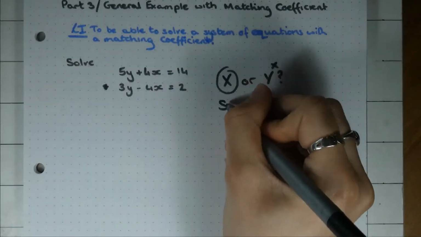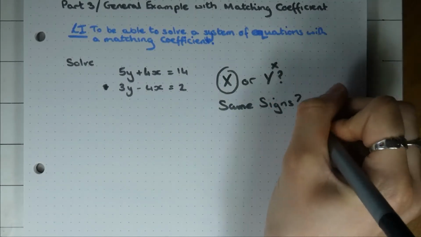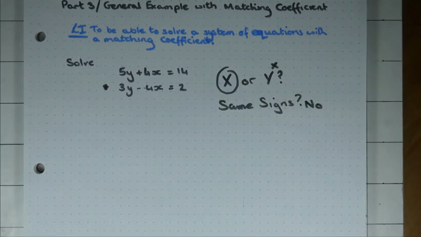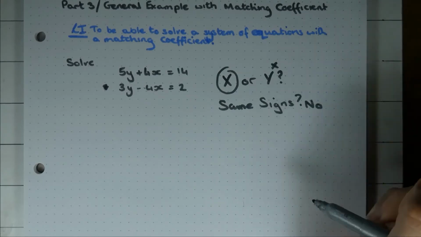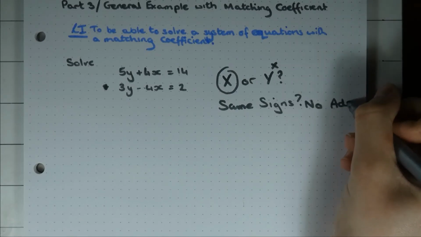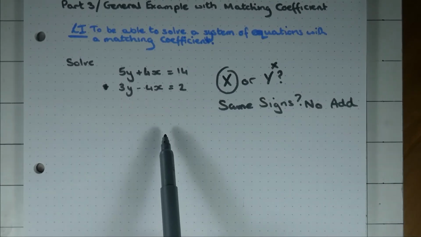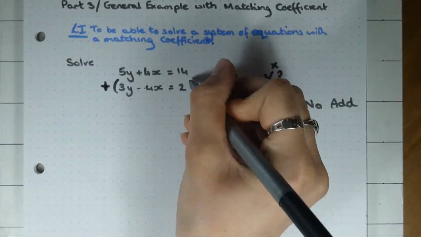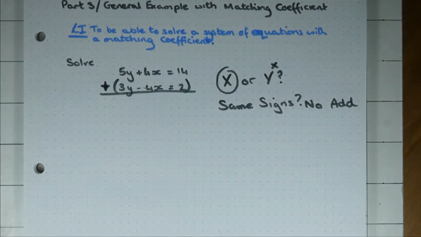So we have to look at the sign, and this is our second question from before. Same signs? One's positive, one's negative, so our answer to that is no. And what do we do when they are not the same? We add. Adding these two equations, we set it up like the chimney sum. It's a much easier way to visualise it.